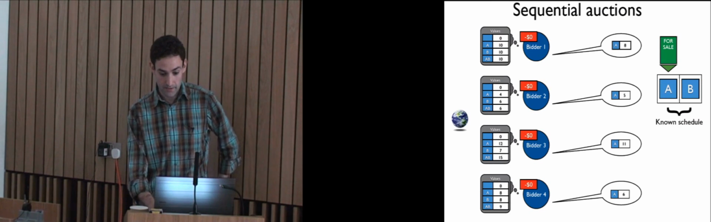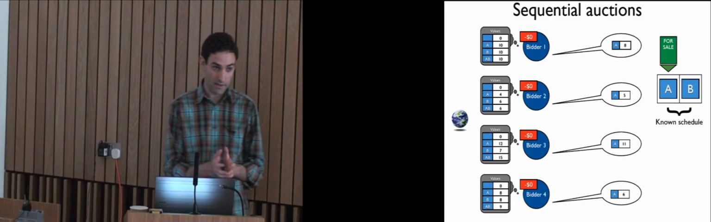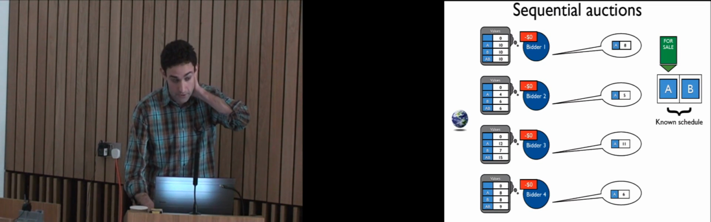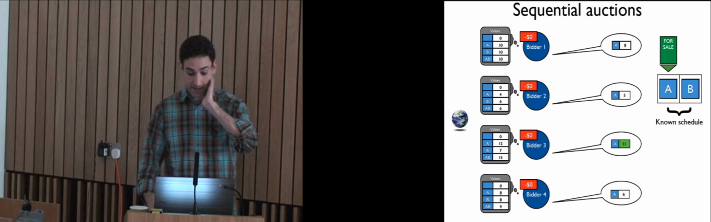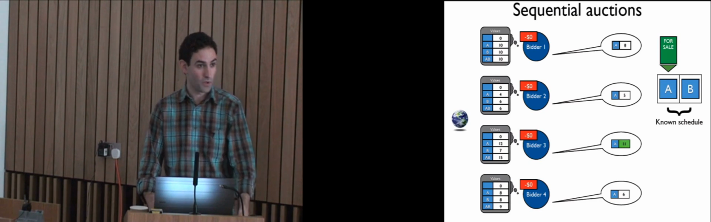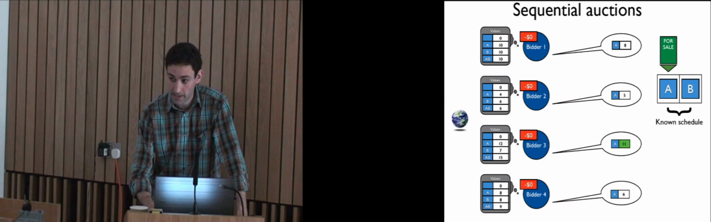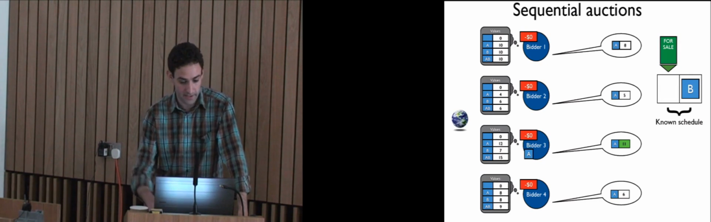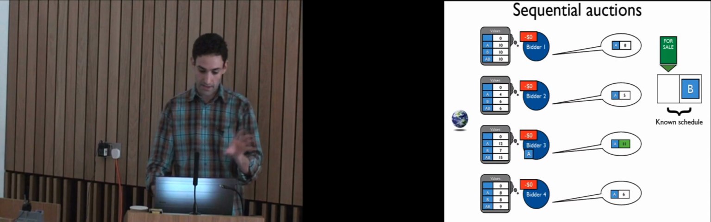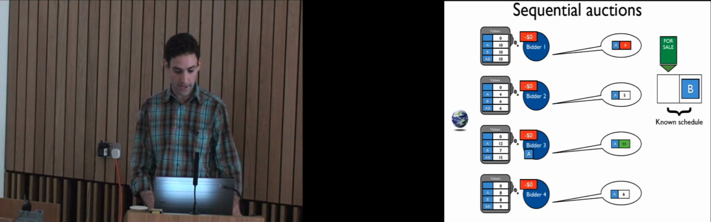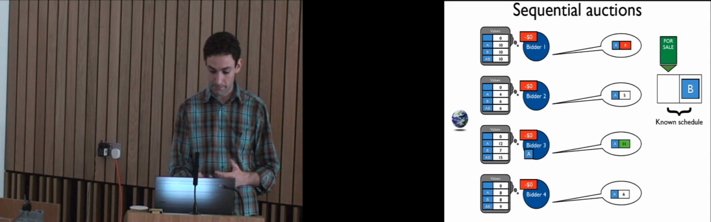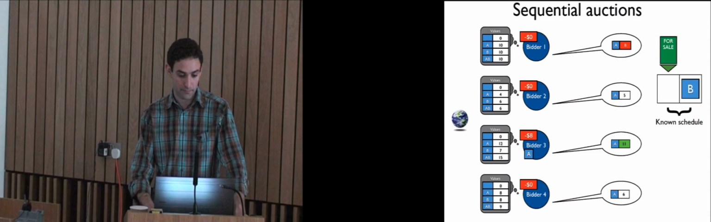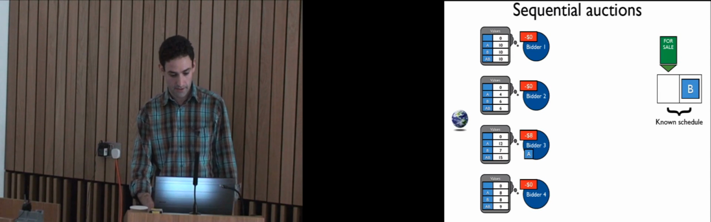The auction for item A begins, bidders submit their bids, and let's assume that this is a standard auction, so the highest bidder wins. Bidder 3 is going to win. Let's assume it's a second price auction, so the winner is going to pay the second highest bid. We give item A to bidder 3, and the second highest bid is the bid from bidder 1. So this is going to be the price that bidder 3 has to pay.